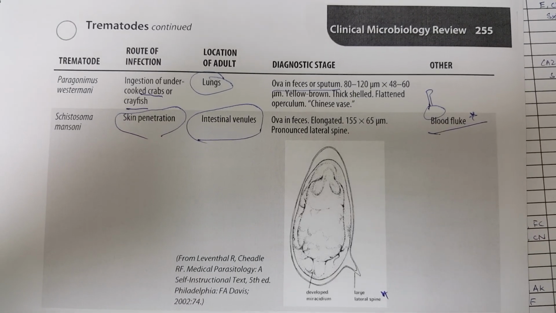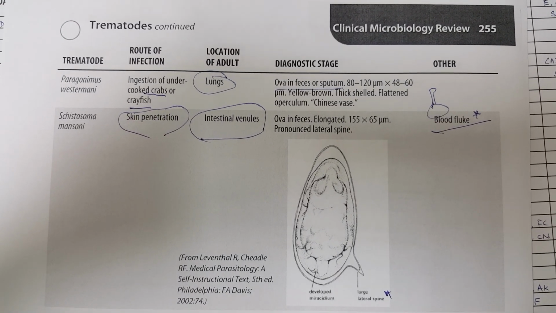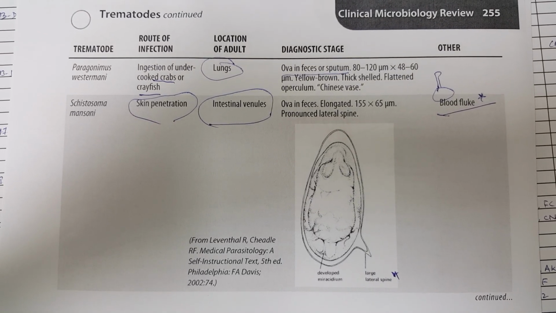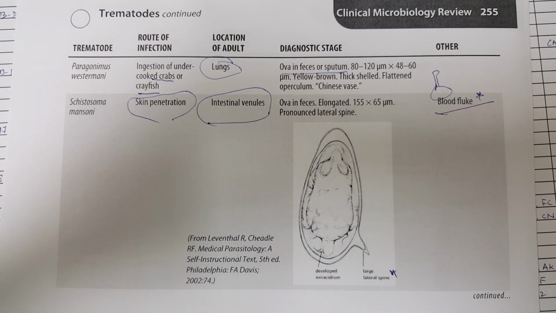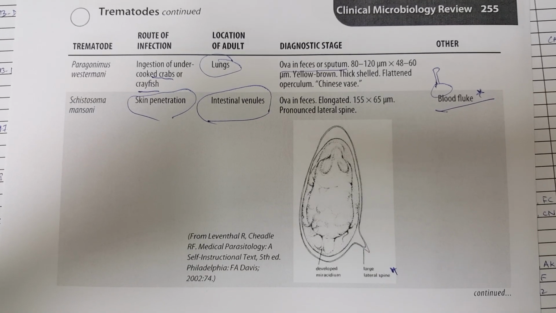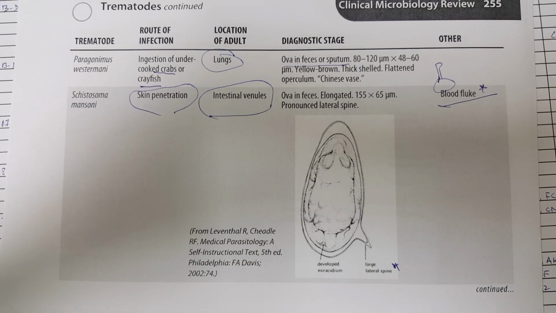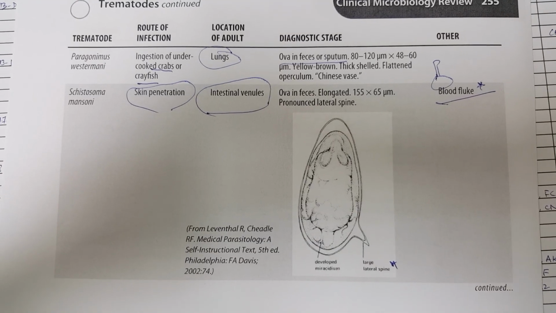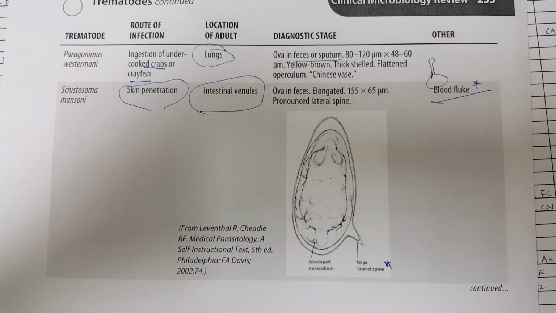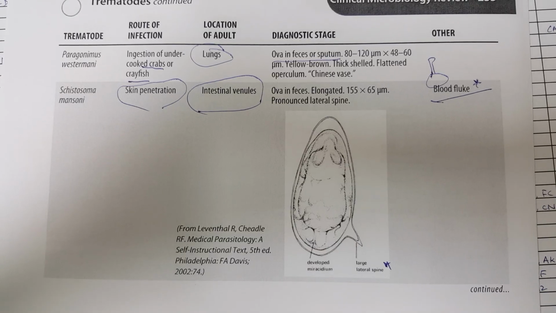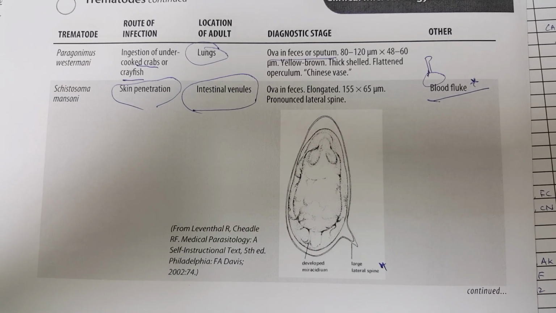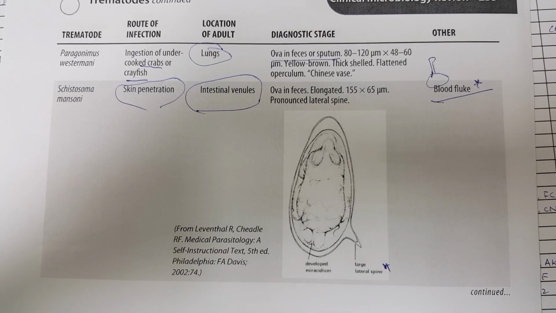Trematodes are further divided into some flukes, and the most common is Paragonimus westermani. It is usually acquired by ingestion of undercooked crabs or crayfish, and the location of the adult worm is the lungs. The ova in the feces or sputum are yellow-brown, with a thick shell and a flattened operculum, and look like a Chinese vase.